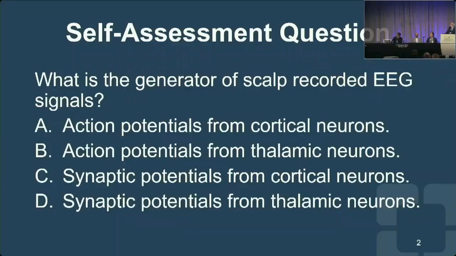Craig, do we have the questions? Sorry, we're going to go through the questions here. So first one is, what is the generator of the scalp recorded EEG signal? A, action potentials from cortical neurons. B, action potentials from thalamic neurons. C, synaptic potentials from cortical neurons. D, synaptic potentials from thalamic neurons. So I can see the answers come up. I'll probably pop up here in a minute.